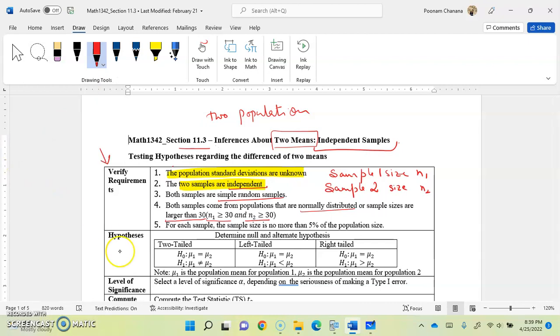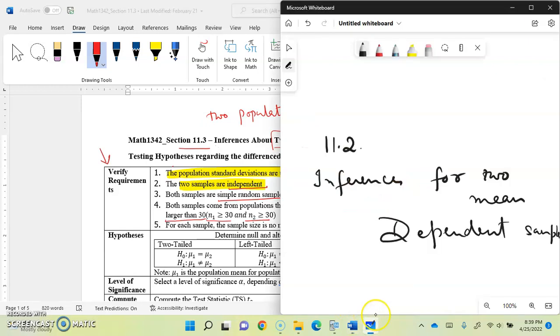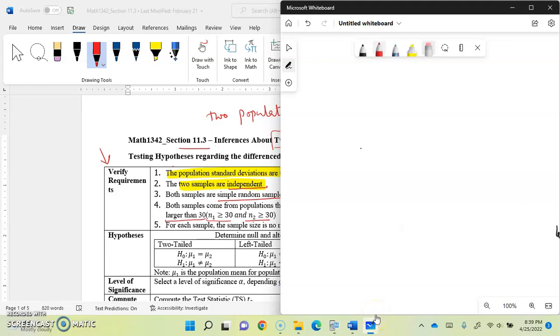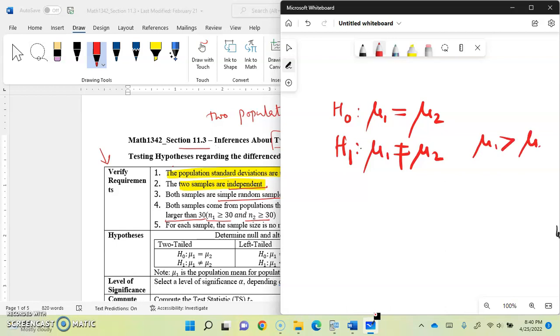Then we write the hypothesis. In this case, we write the hypothesis exactly how it is. As we said earlier, your null hypothesis is always that the population mean of the first one is equal to the second one. H1 is either mu1 is not equal to mu2, or mu1 is more than mu2, or mu1 is less than mu2. So when it is independent samples, we cannot talk about mu d. So you need to remember that clue.